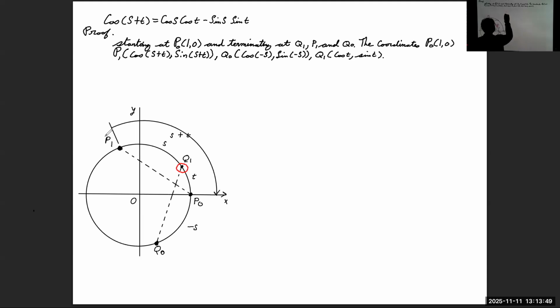So that's who Q1 is. Q1 is some point in quadrant 1, and it has some x value and some y value. Those would be cosine of theta, whatever the angle is, and the sine of theta, whatever that angle is. Okay, so that's who Q1 is.